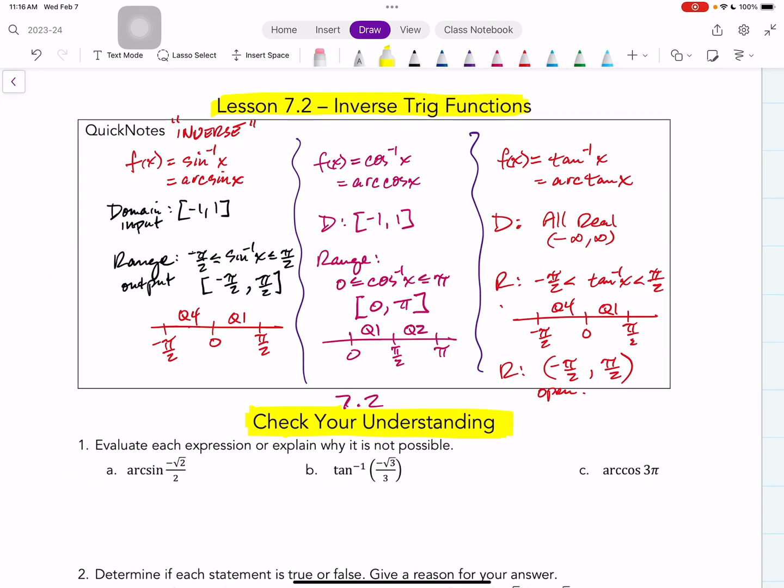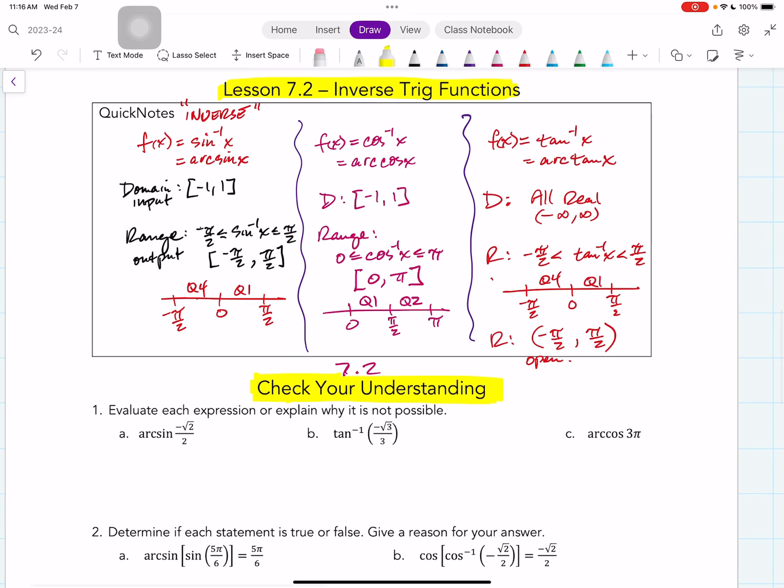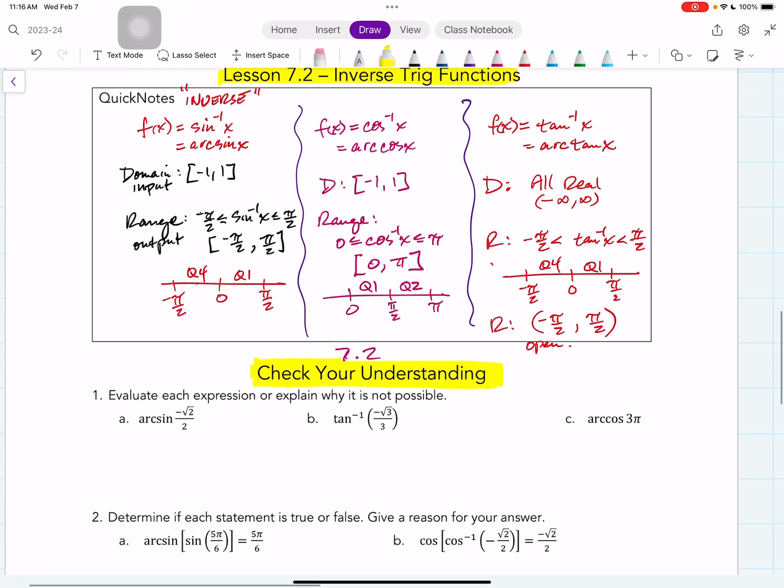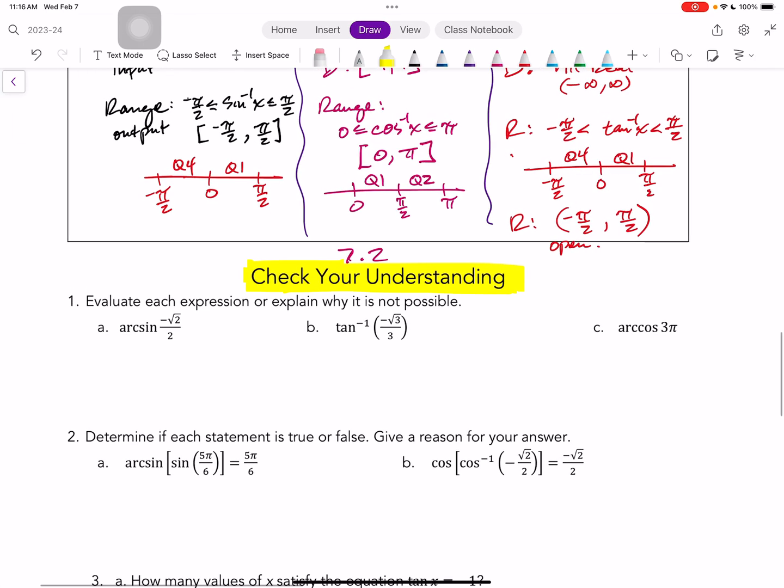So right now, let's just go ahead and apply what we learned about inverse trig functions and their restricted domains to some actual problems. Okay, so we're going to get right into it. Here we go. All right, evaluate each expression or explain why it's not possible.